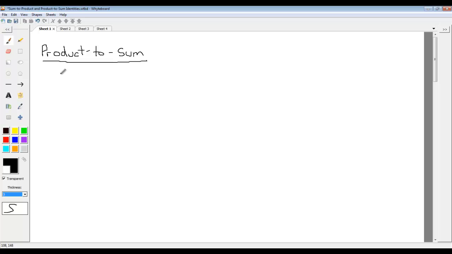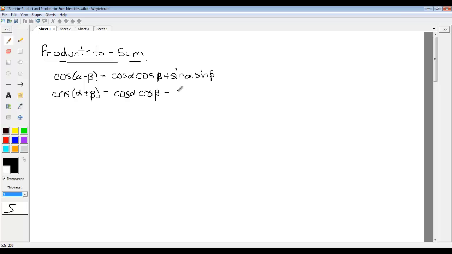All right, first of all, let's start with cosine of alpha minus beta equals, we know this one now, cosine alpha cosine beta. But in order for cosines to be close, the minus gets sacrificed. We get a plus sine alpha sine beta. And then also let's take cosine of alpha plus beta. Then you got cosine alpha cosine beta minus sine alpha sine beta.